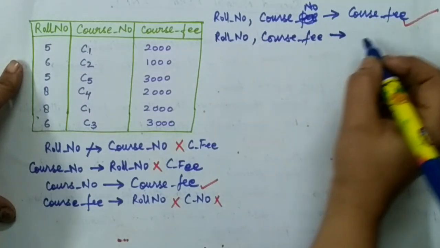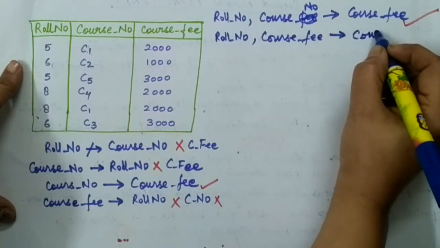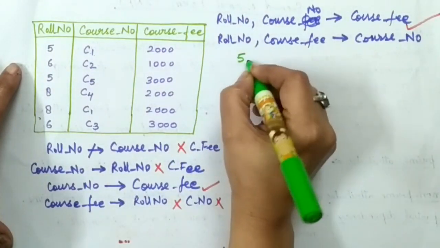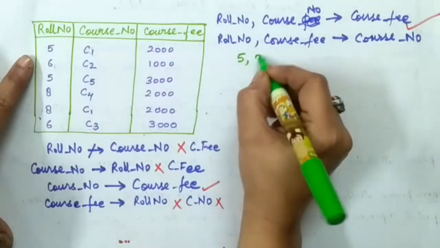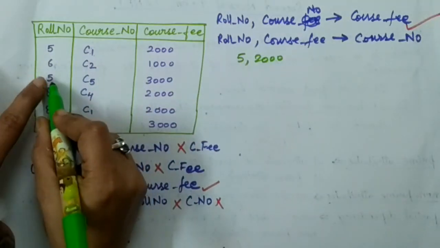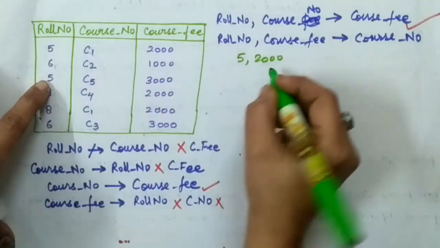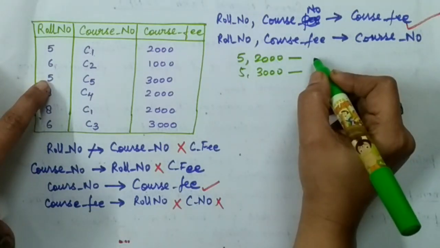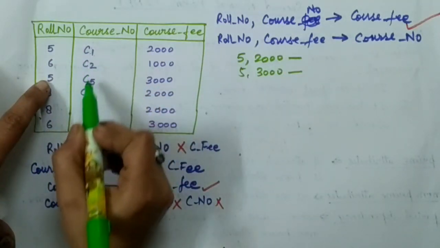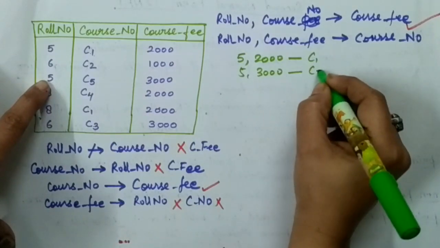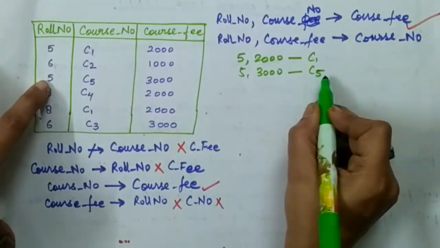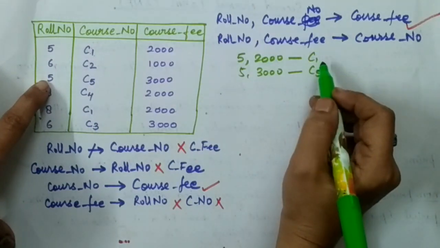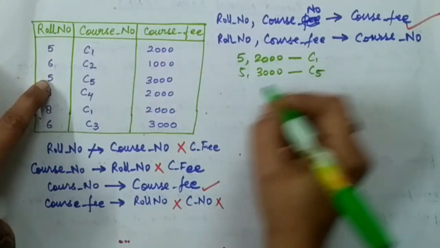Next combination, roll number and course fee: does it uniquely identify course number? Let's check. Roll number 5 and course fee 2000. Then roll number 5, course fee 3000. Two different combinations. I am getting different values, that is, course number C1 and C5. So values are unique, rows are unique, tuples are unique. So this combination is uniquely identifying tuples, no problem.